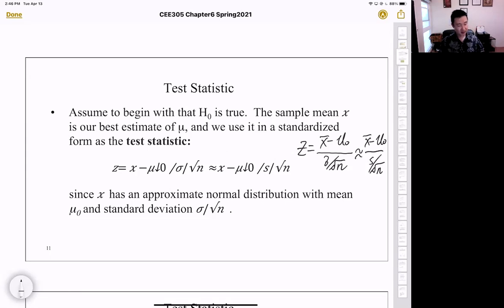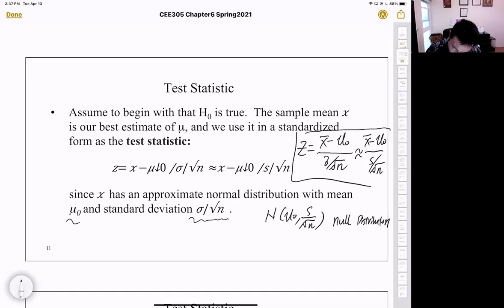So the test statistic in this case will be the z-score. This is because x-bar follows a normal distribution with a mean value of mu 0 and standard deviation of sigma over square root of n. This is based on the central limit theorem, and we call that normal distribution. So we need to calculate the z-score.